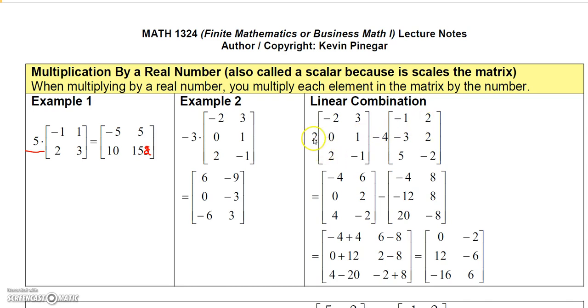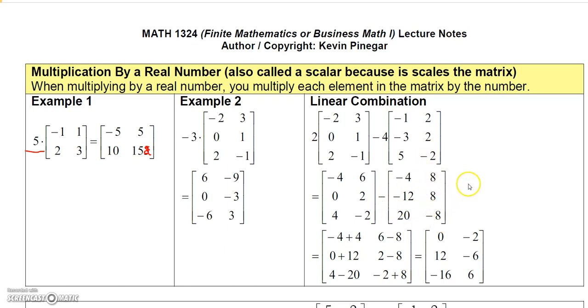4. So if we multiply everything here by 2, that's just going to double all the values. So we'll get negative 4, 6, 0, 2, 4, negative 2. And here we're going to multiply each value by 4. So negative 1 times 4 is negative 4, 2 times 4 is 8, negative 3 times 4 is negative 12, 2 times 4 is 8, 5 times 4 is 20, negative 2 times 4 is negative 8.